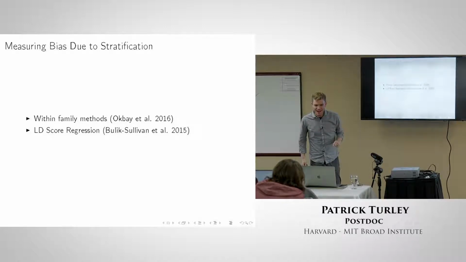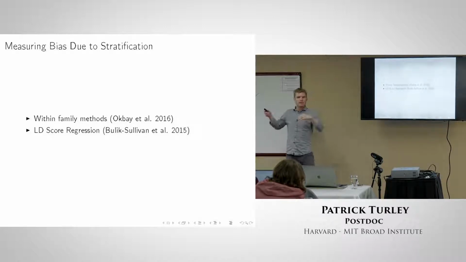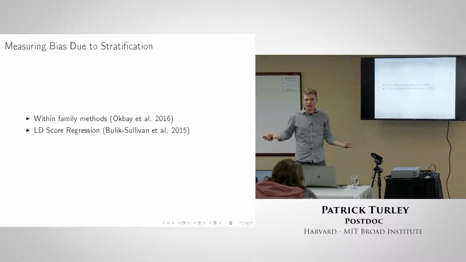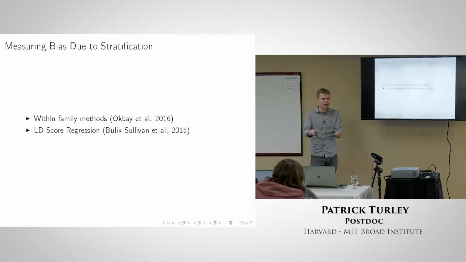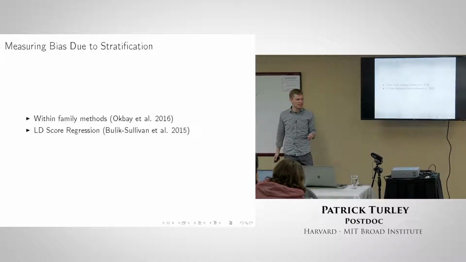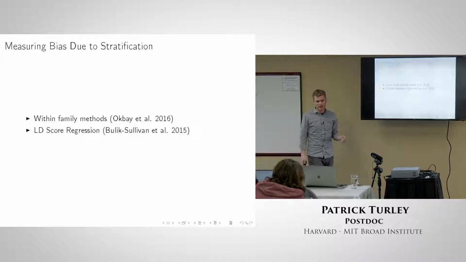Great. Okay, so next we're going to talk about, so I told you this is potentially a big problem. There's maybe a lot of bias in our estimates due to stratification. And so how do we know if there is bias? How do we measure how much bias may be left? We do our GWAS, and we think, oh, there might be bias there. How can we tell if there is? And so there's two main approaches, I think, to identify whether or not there is bias.